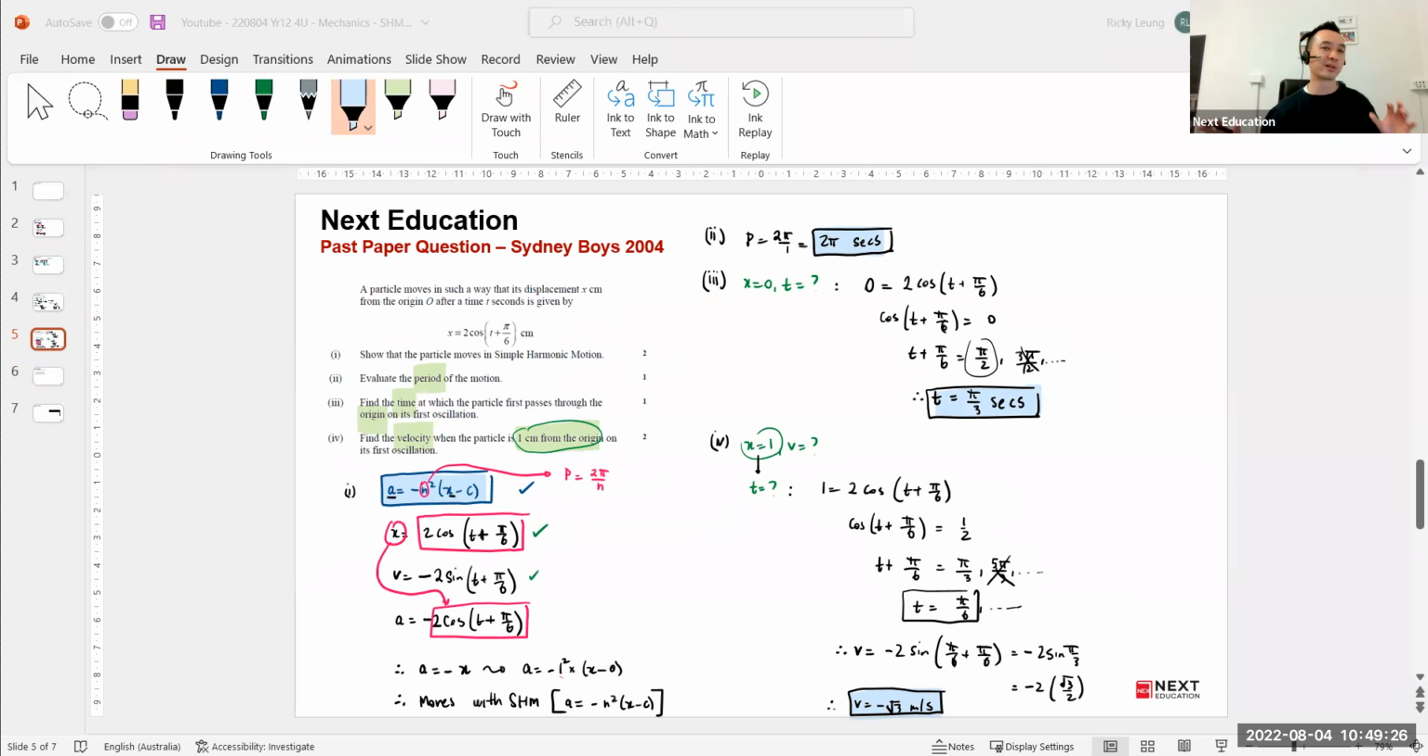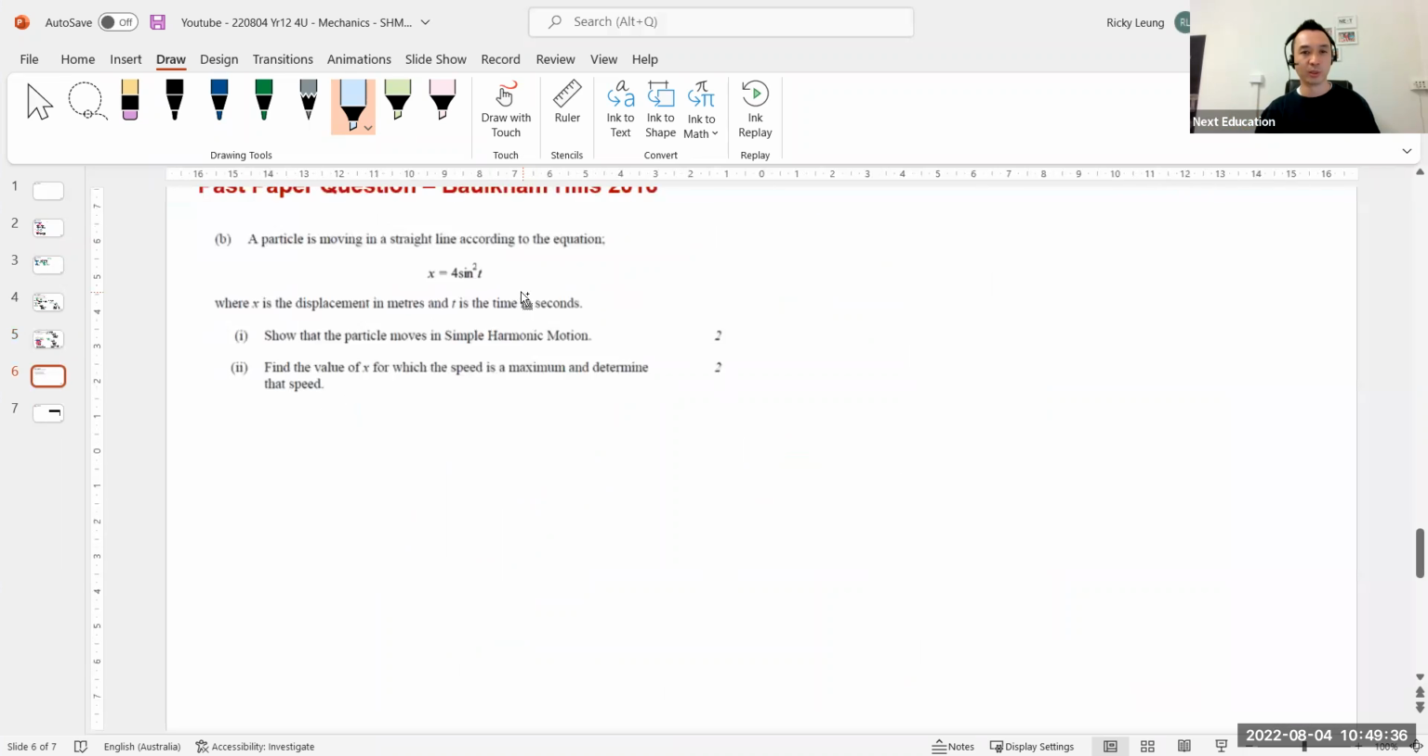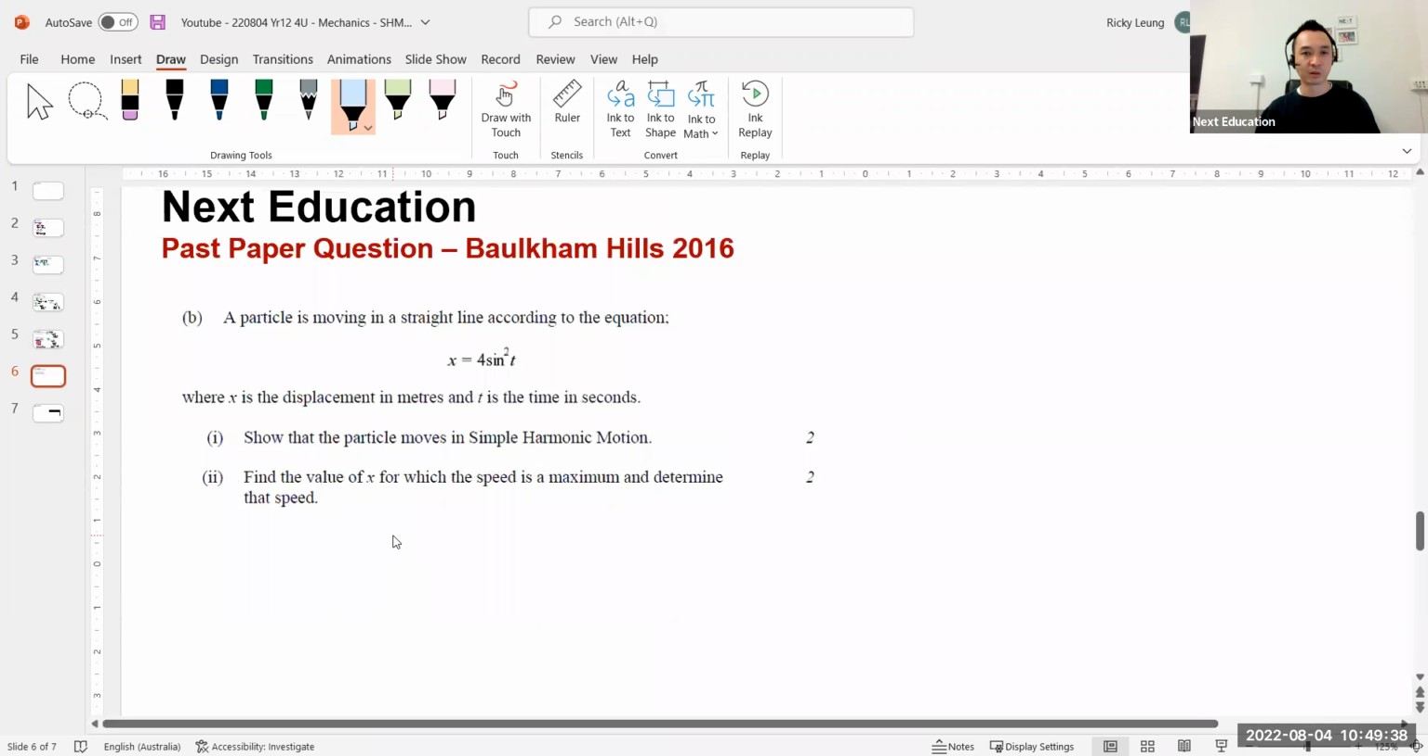I really want to do one with sine squared and cos squared, just to show you how to go about doing it. And that's going to be our last question for this video. So let's hit up Baulkham Hills 2016. A classic question: x equals 4 sine squared t, which is still a simple harmonic, but just shifted positively.